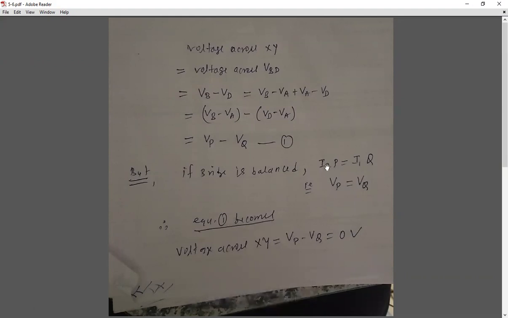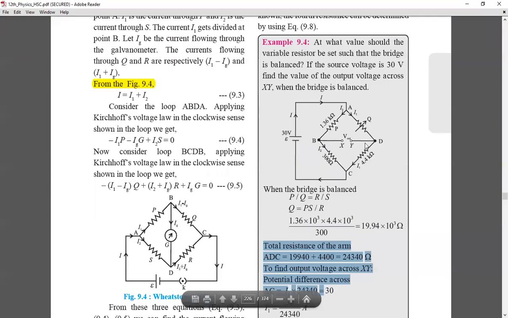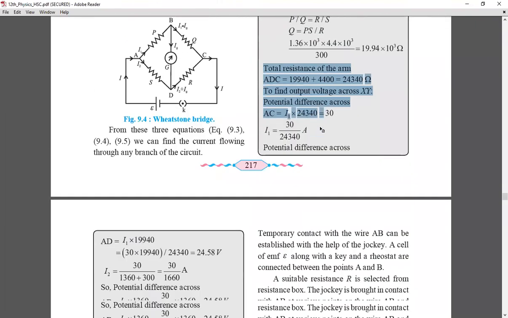As we already saw, in the Wheatstone bridge, if the bridge is satisfying the balancing condition, the potential difference will come as 0 across points B and D. You have to solve, that's why we solved.